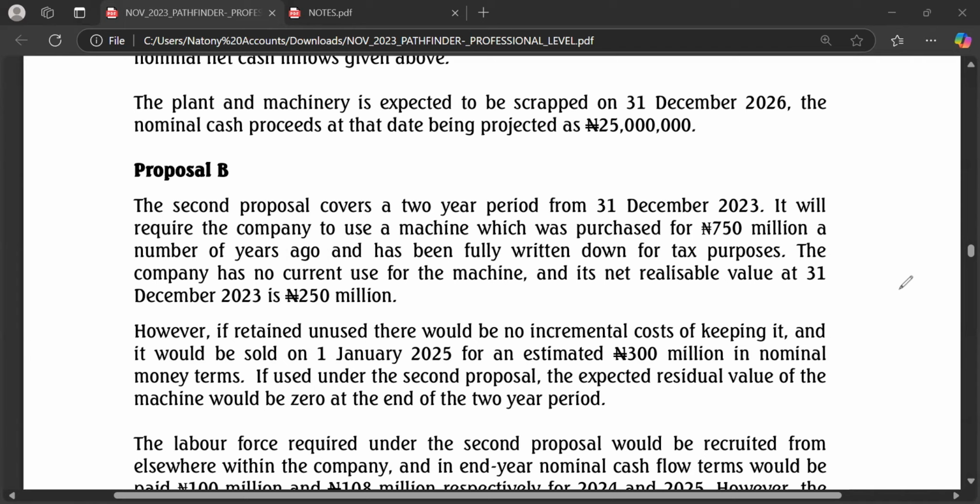A number of years ago, and has been fully written down for tax purposes. So there will be no issue of claiming tax benefits on the assets. The company has no current use for the machine, and its net realizable value as at 31 December 2023 is 250 million. This is what is relevant as far as all this information given is concerned. So this is the relevant information here. Every other thing is irrelevant. This 750 here is not relevant. Okay.